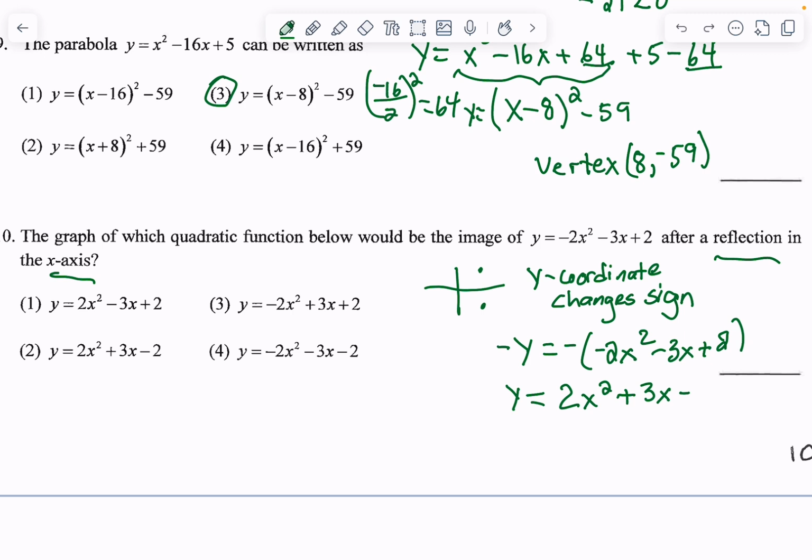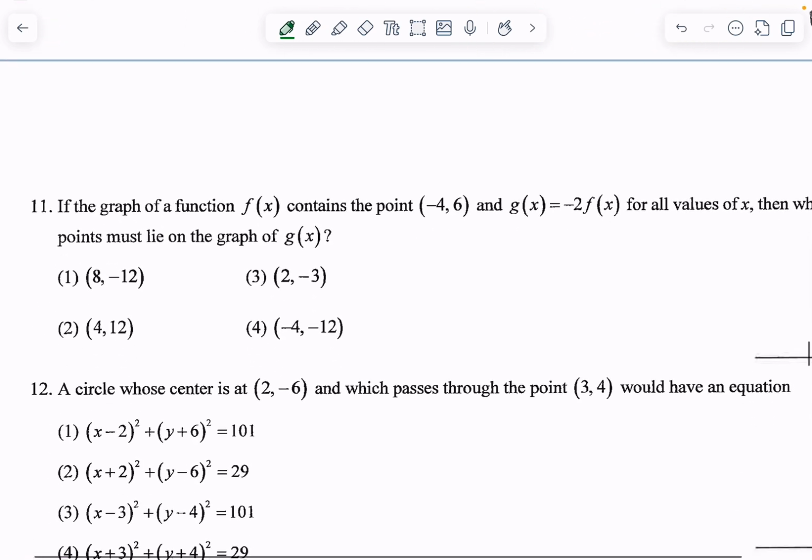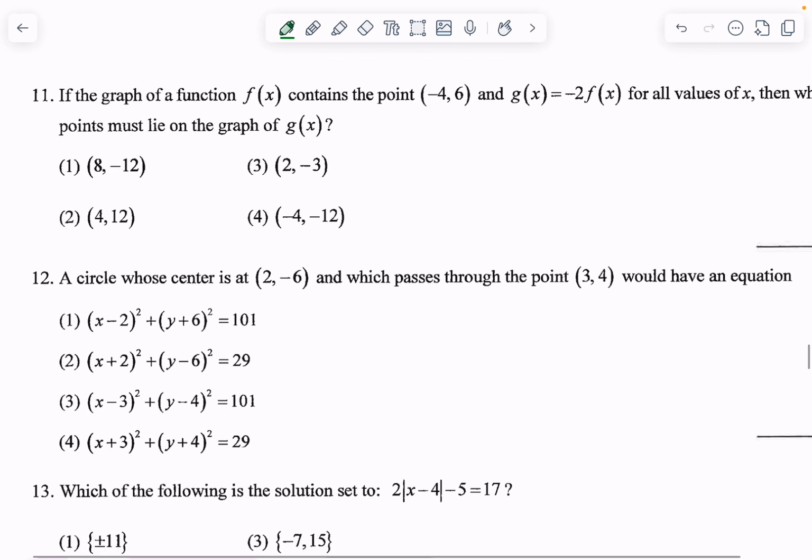Ooh, where did I get 8 from? I'm still on the last problem. 2x squared plus 3x minus 2. This was choice number 2. All right, on to the next page, page 11.